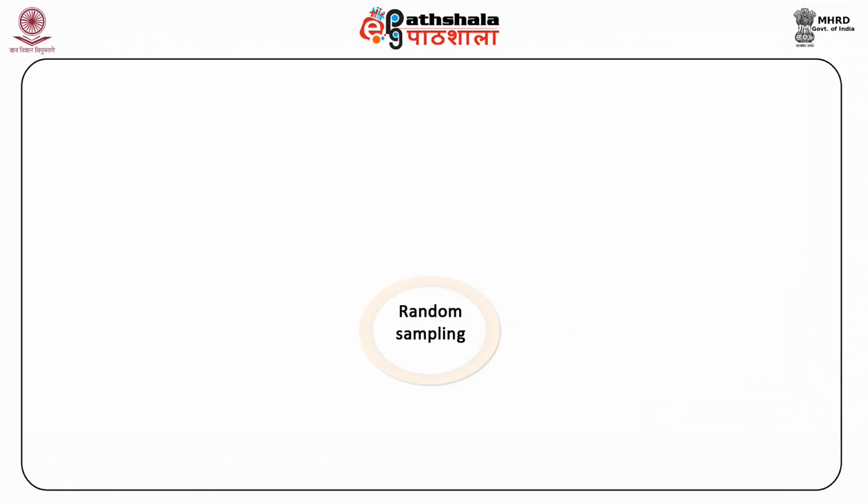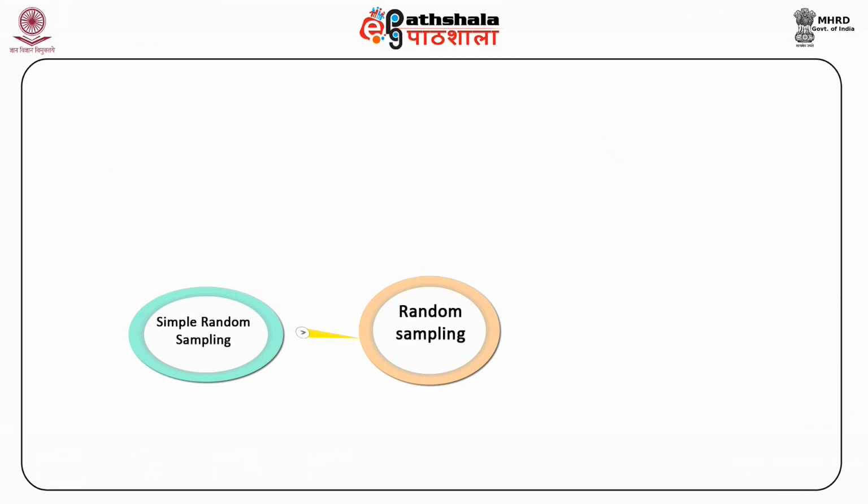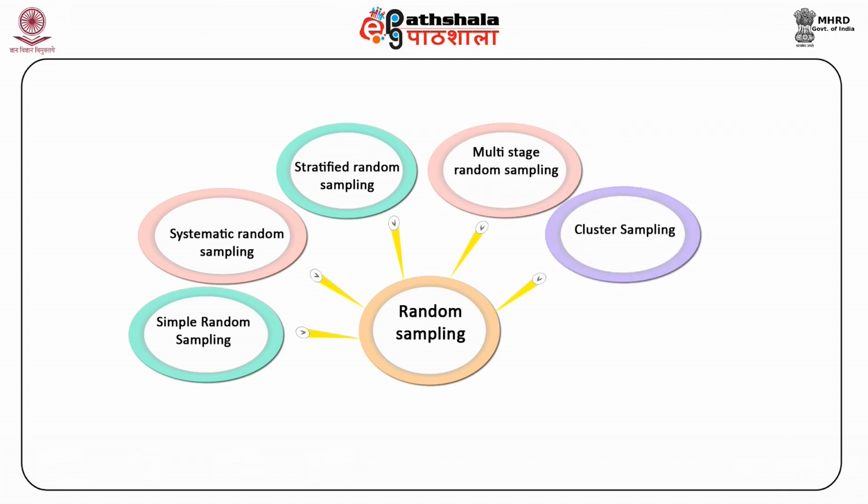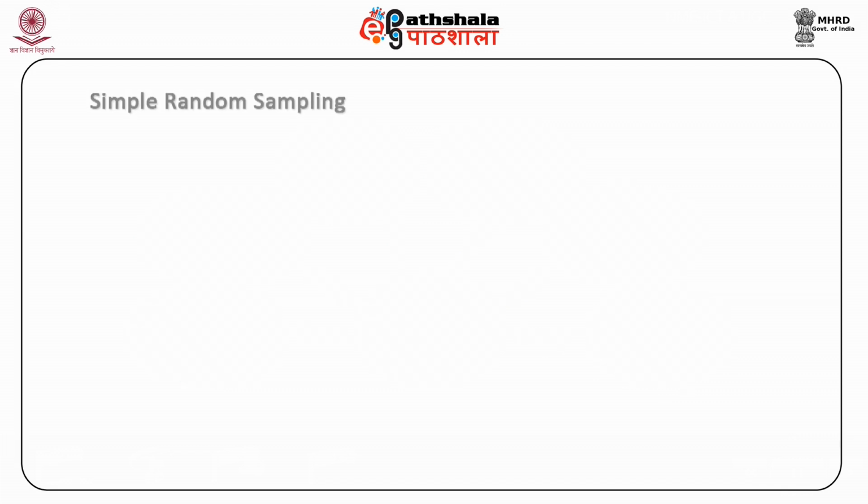Some of the methods of random sampling are the following: simple random sampling, systematic random sampling, stratified random sampling, multistage random sampling, cluster sampling, and probability proportional to size, that is PPS sampling. Let us start with simple random sampling.